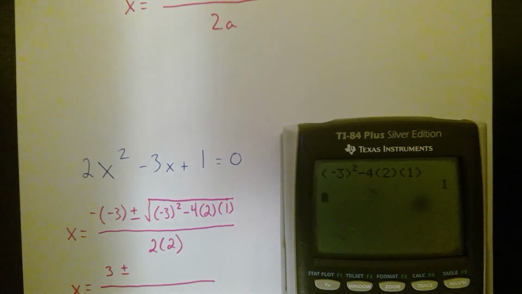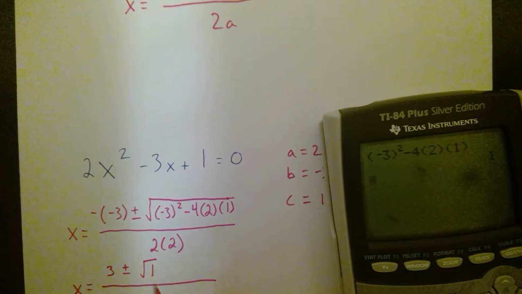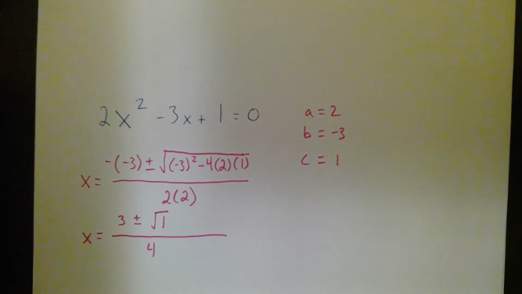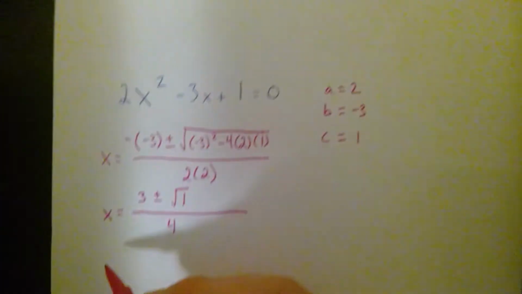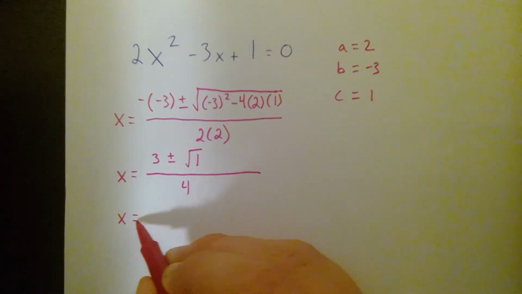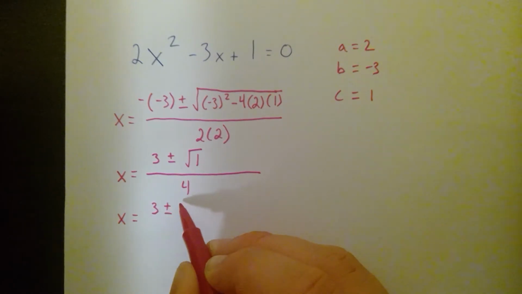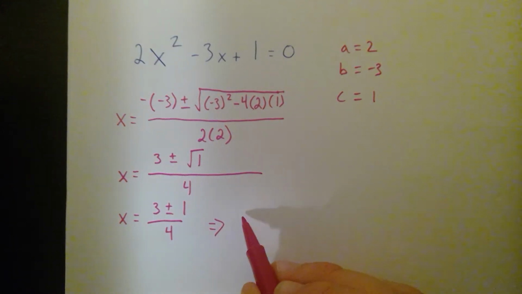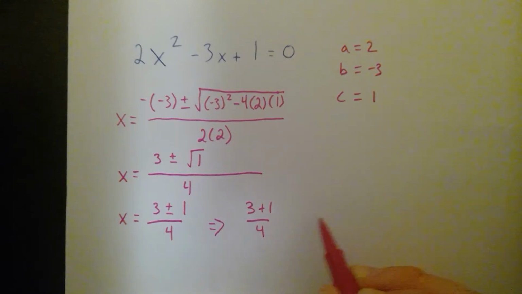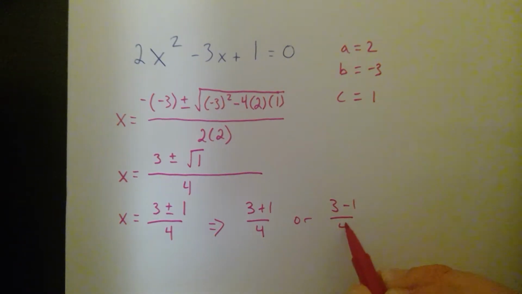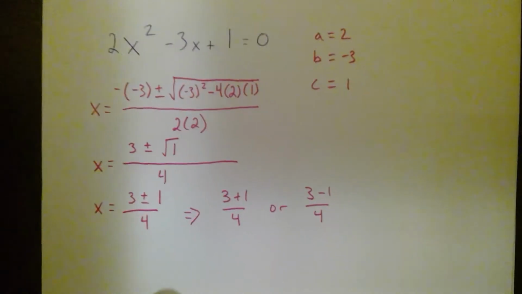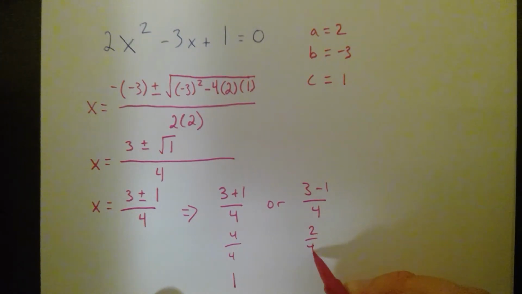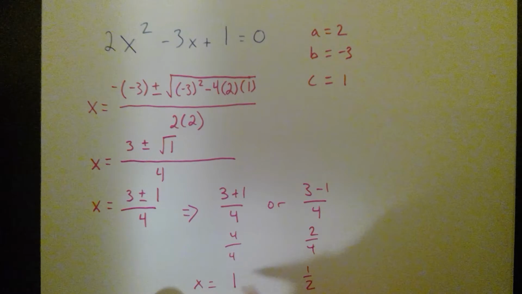Okay? That's 1. So we have plus or minus square root of 1, and then 2 times 2 is going to give us 4. Okay? So, let's do some more simplifying here, because on the EOC, they'll want us to simplify most of the way, if not all of the way. So you get 3 plus or minus square root of 1, which is 1, over 4. Now this gives us two answers. 3 plus 1 over 4 or 3 minus 1 over 4. We need both of them. Okay? So there's 4 over 4, which is 1, and 2 over 4, which is 1/2. So x equals 1, 1/2.